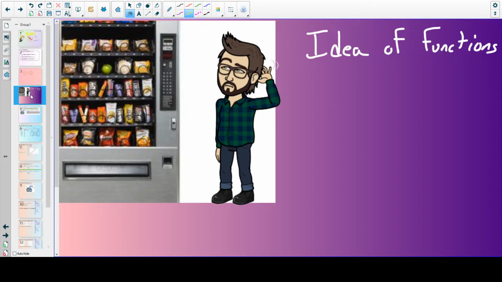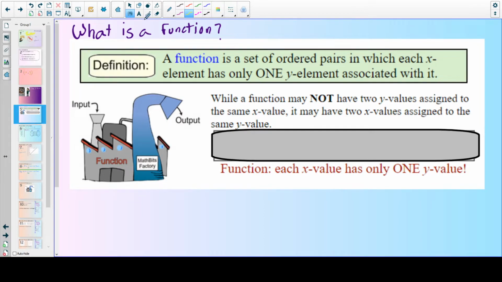This is kind of like the idea of a function. What a function really is, is this whole idea of an input and output system. You can input a number, and it should output one and only one number. This is not going to really make sense yet if you haven't had experience with functions, but we're going to get there. The real mathematical definition says a function is a set of ordered pairs in which each x element has only one y element associated with it.